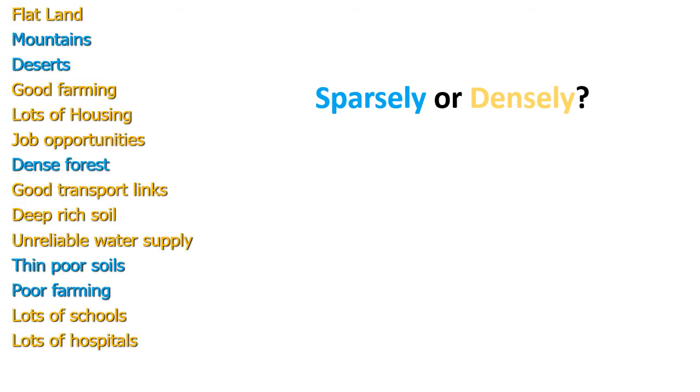Okay, so hopefully you have made your list and you've decided whether it's sparsely or densely. So let's go through it then. Flat land, we talked about this one at the start. So flat land would encourage people to live there. It's much easier to build on flat land.